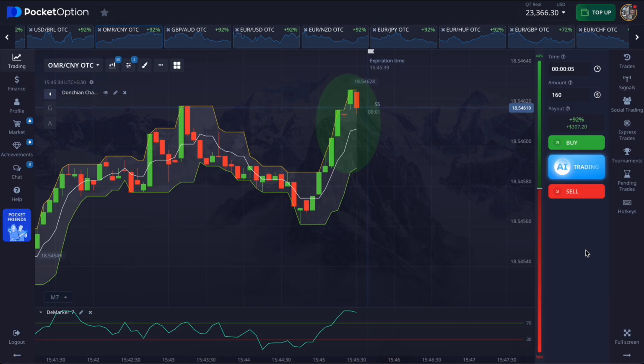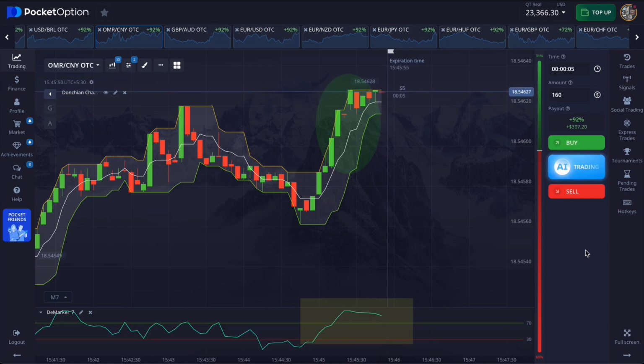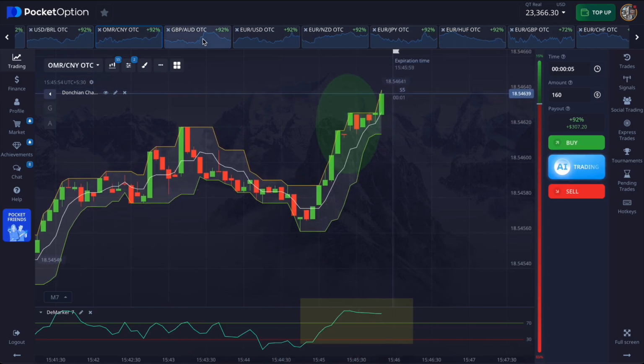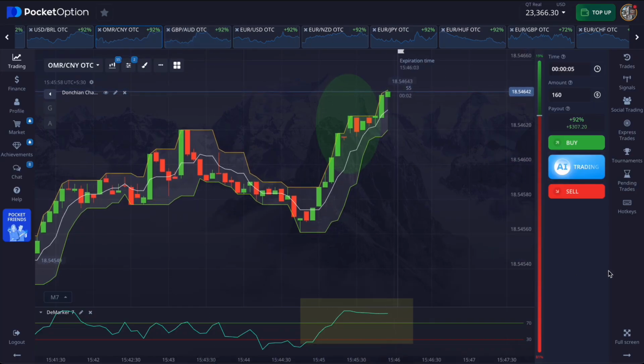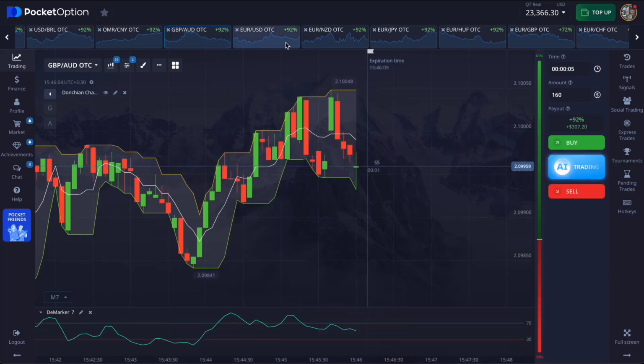So here also the market is going down after touching the upper line. Now we will wait till the MA line and the DeMarker indicator crosses the green line in the downward direction. So here the market has gone up instead of going down. And the DeMarker indicator also did not give any signal in the downward direction. So let us move on to another chart.